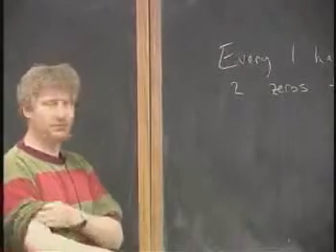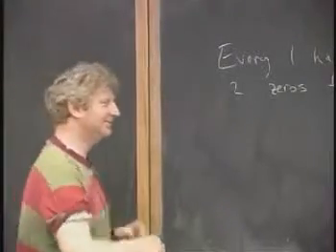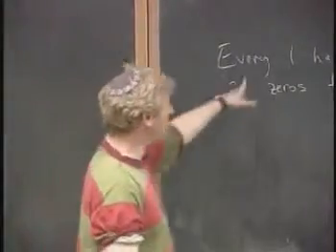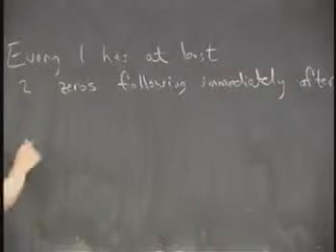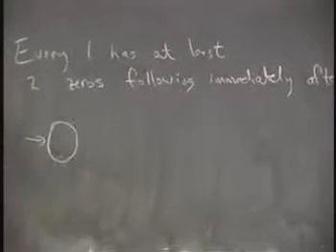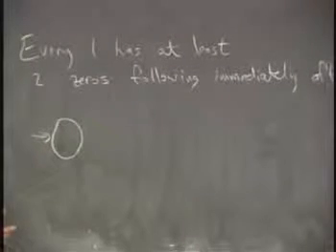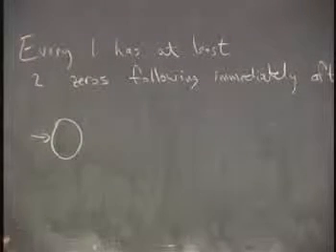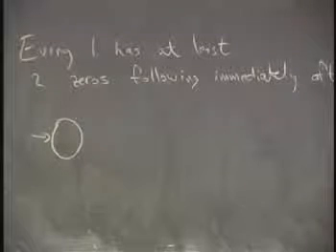Okay. Guys ready? Okay. Erica? Hello. Good morning. We're doing this machine. Every one has at least 2 zeros following immediately after. So I want you to help me do this. Okay, so we're starting in this state, and we're reading a string, and we want every time you see a 1 for there to be at least 2 zeros afterwards. So help me out. Oh, me personally? You personally. Yes. Oh, well.